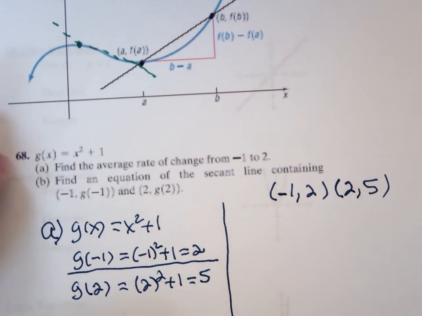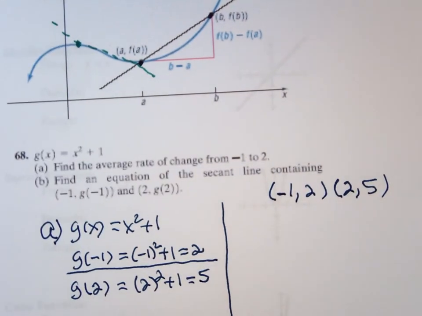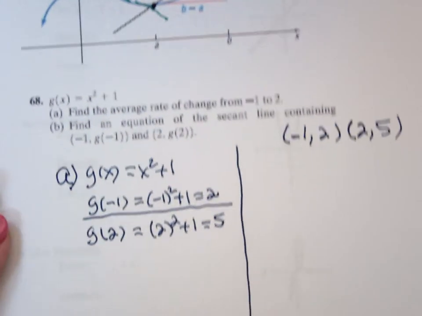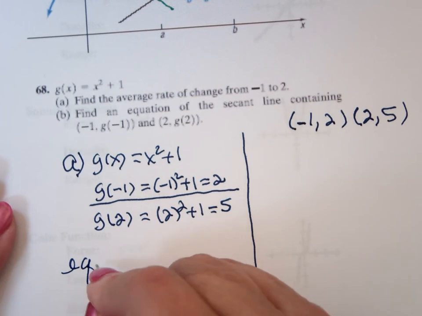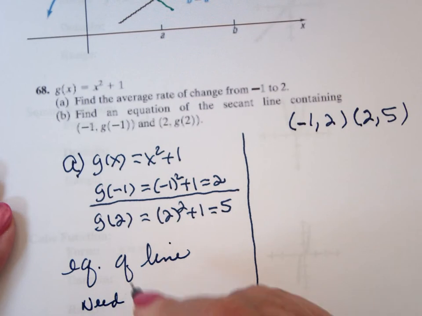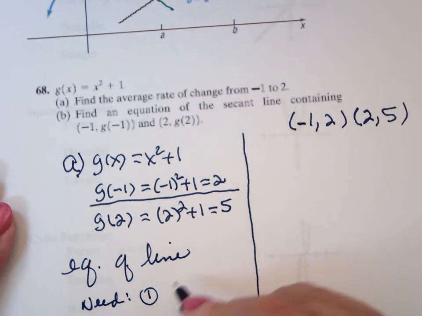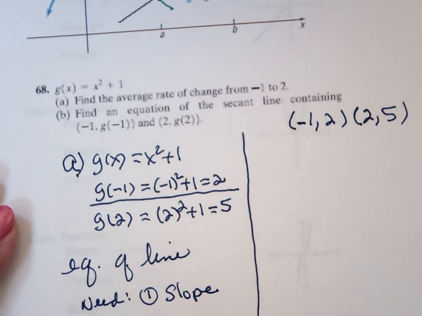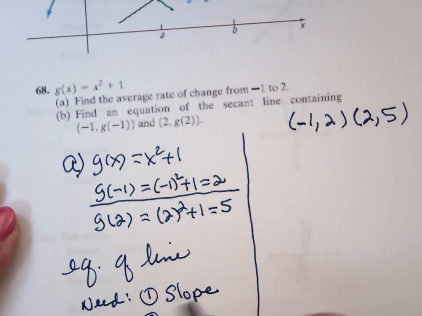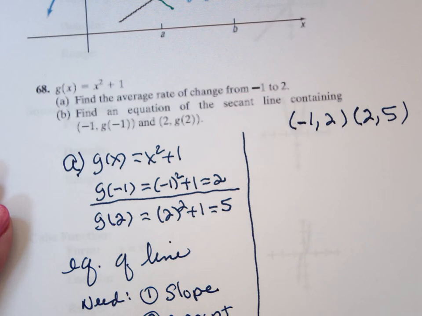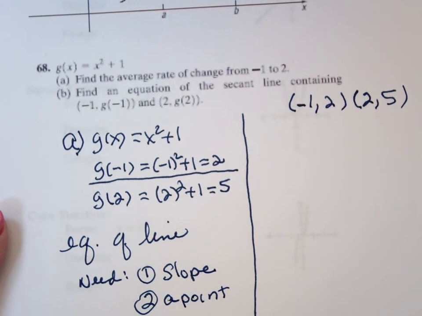If I'm going to find an equation of the line, so equation of the line, I need 1, the slope, and 2, a point. I have 2 points. What don't I have? I don't have the slope, right?